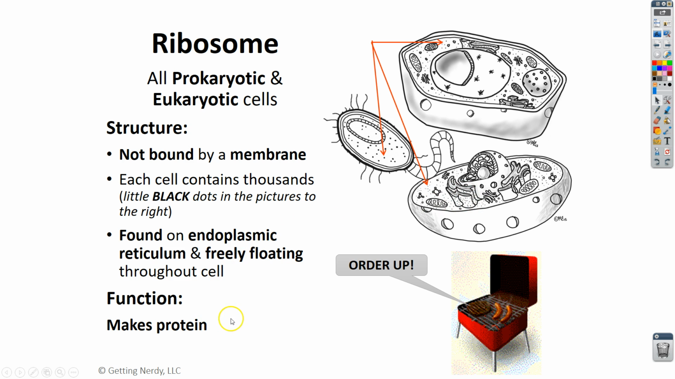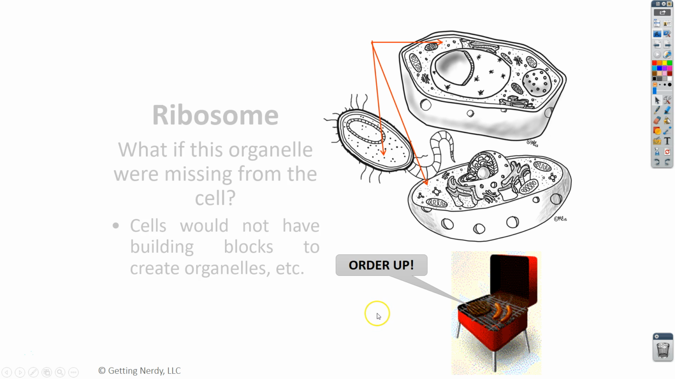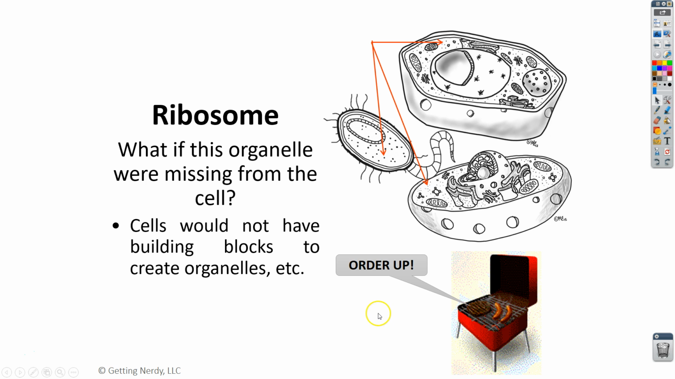Their function is to make proteins, so they're really important. If you need to think about a picture, this is probably not the best picture in the world. It's just a grill, but it's got the hamburger and the hot dogs on it, which are proteins. So we're saying that they quote unquote make proteins. Probably not the best thing in the world, but still something for you to draw if you can't think of anything else. If we didn't have this organelle, cells would not have building blocks to create organelles and do all the other things that the cell needs to do.